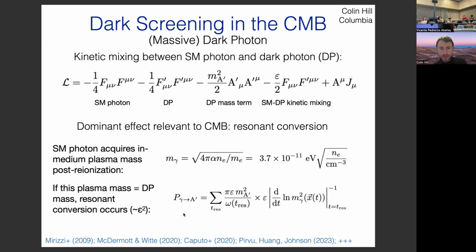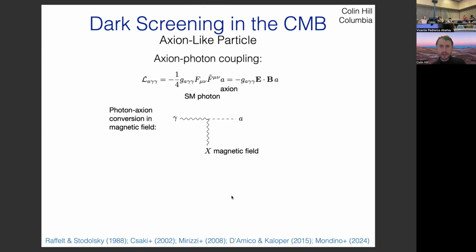So the result of the quantum mechanical calculation that you do for the conversion yields this conversion probability shown here, where the important things to note are that it scales like the square of the coupling between the two fields, and then the frequency dependence is going to be important for us. So also the fact that it goes like 1 over omega, where omega is the frequency of the CMB photon. So that's the dark photon case.